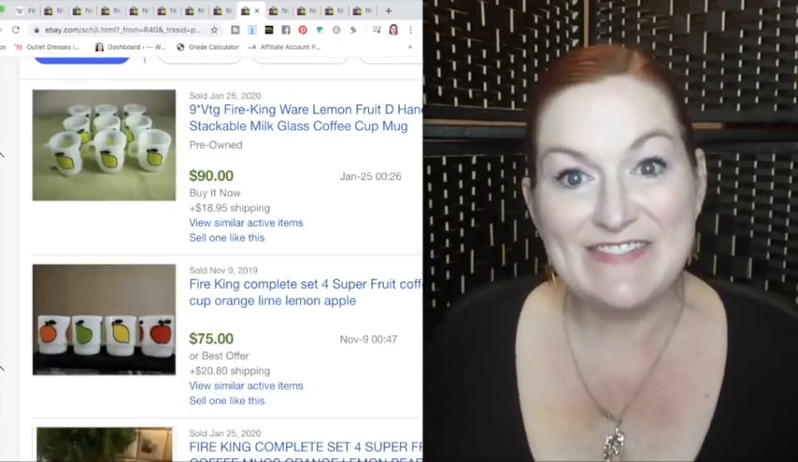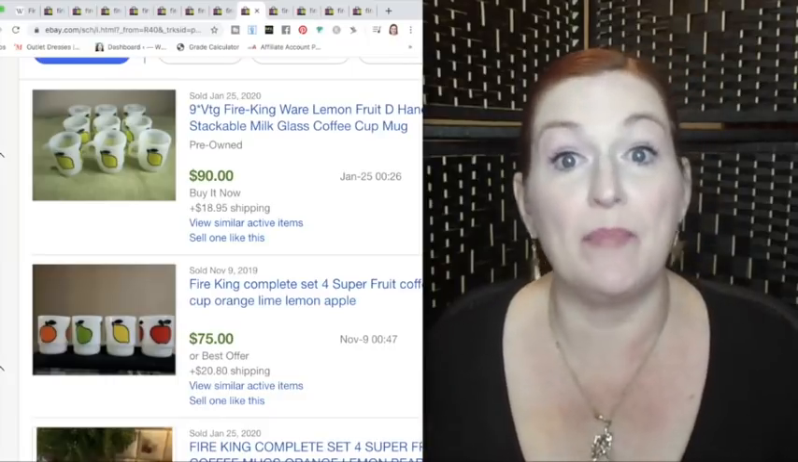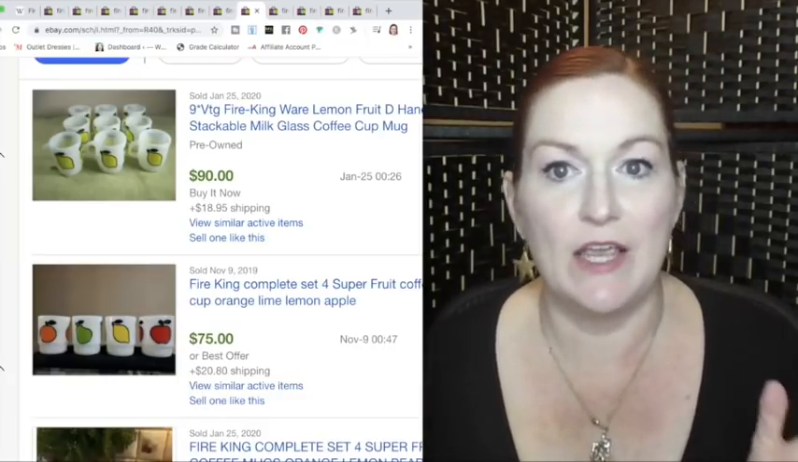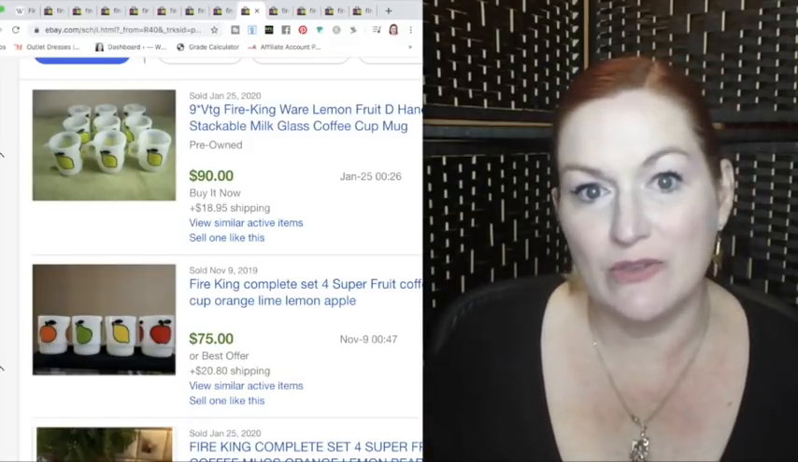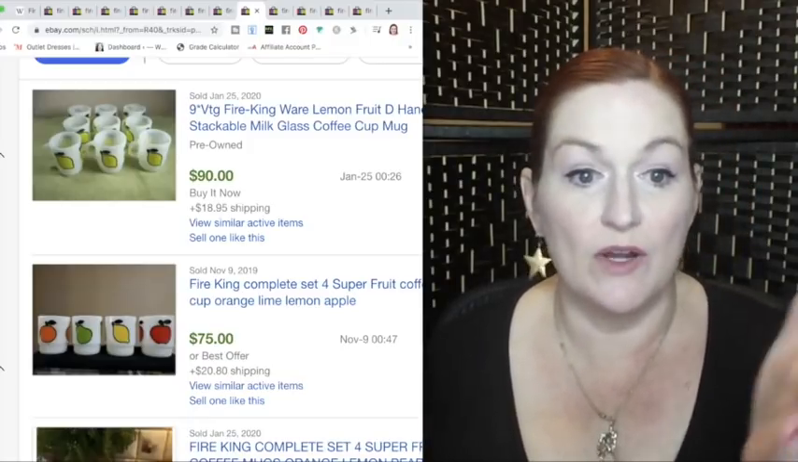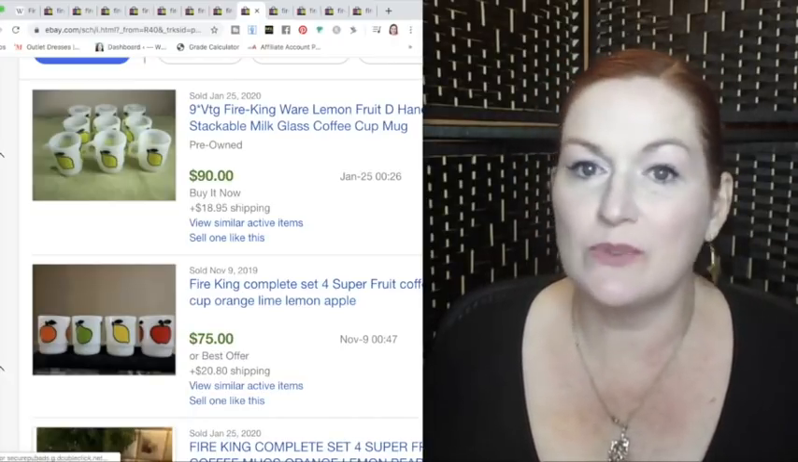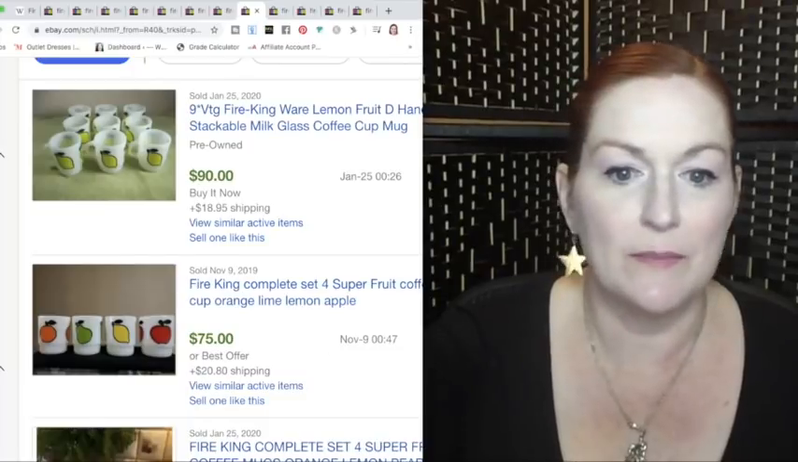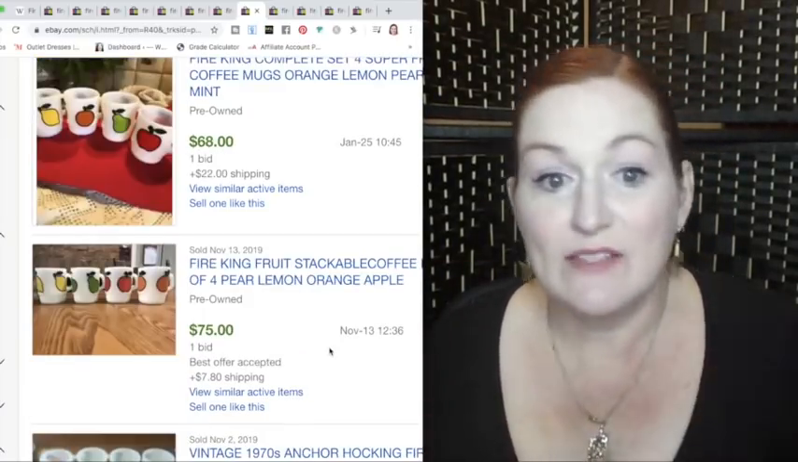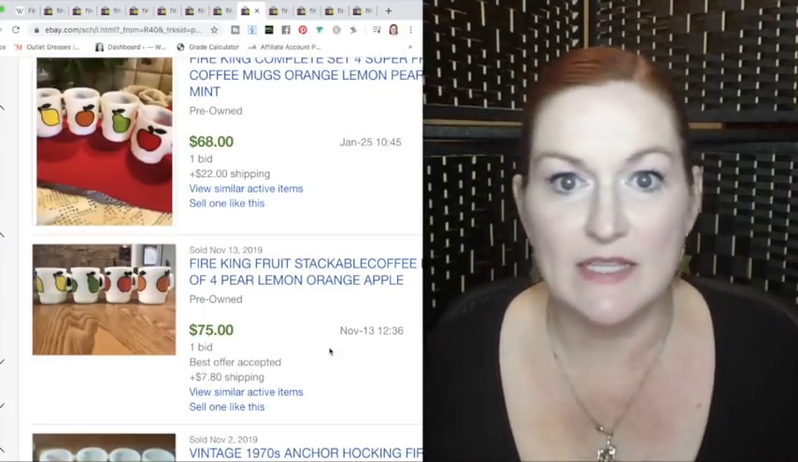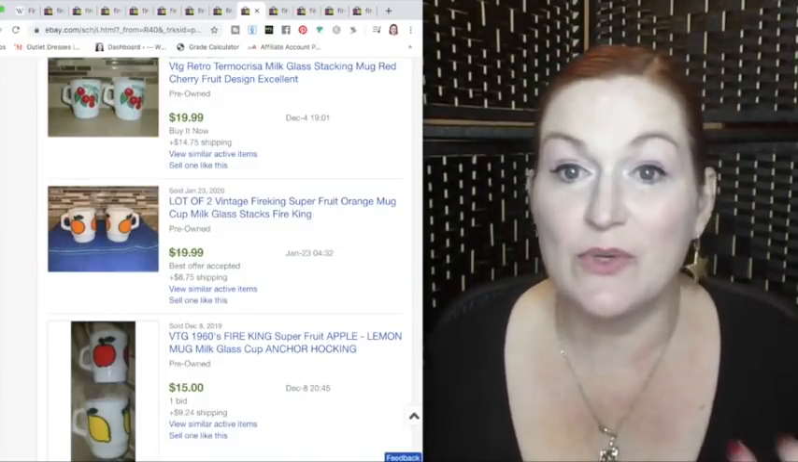So this next one might be surprising that it landed in my pass or look up pile, and that is the Fire King fruit mugs. Now these can do well if you've got a set that you're lotting up, like this set of one of each that sold for $75, but some of them really don't do that well. It's kind of hit or miss. So here again, you see that there is a set of one of each that sold for, you know, $75, $68. That's pretty good.